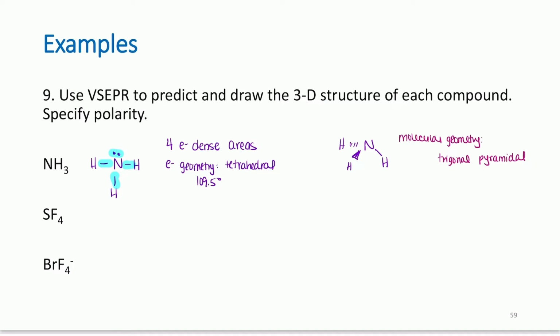Bond angles will be a little bit less than 109.5 degrees just because of that lone pair. And this molecule is polar. Nitrogen is more electronegative than hydrogen, so it's pulling the electron density towards itself. Or you can say partial negative, partial positive.